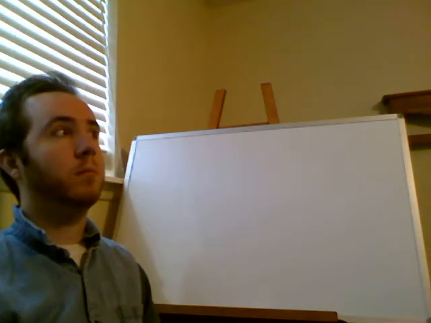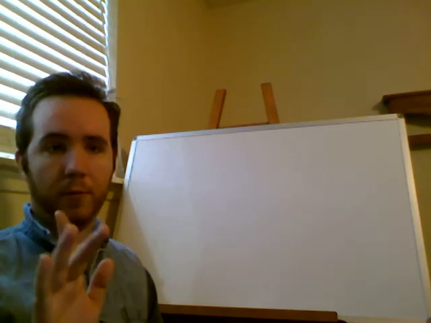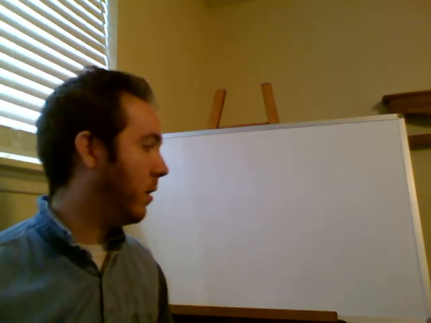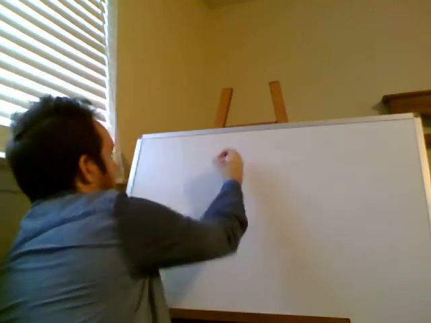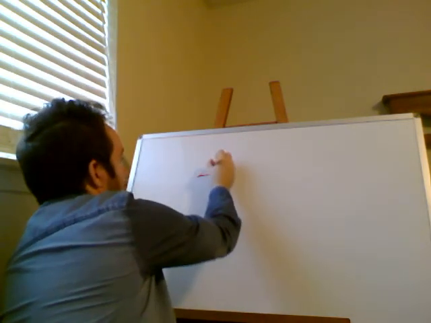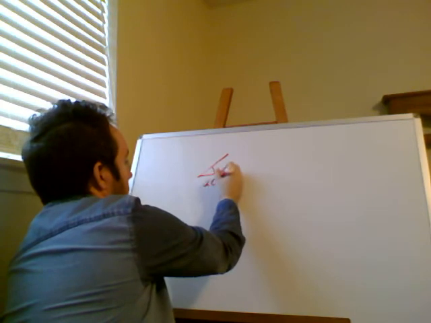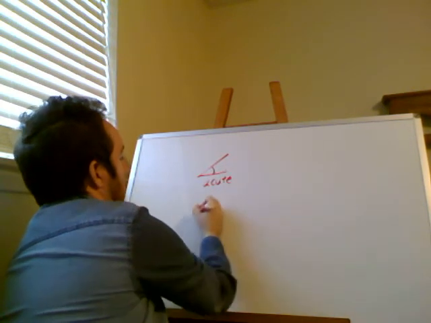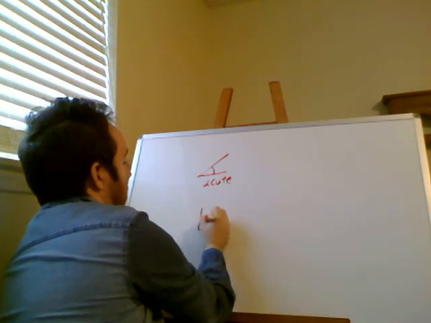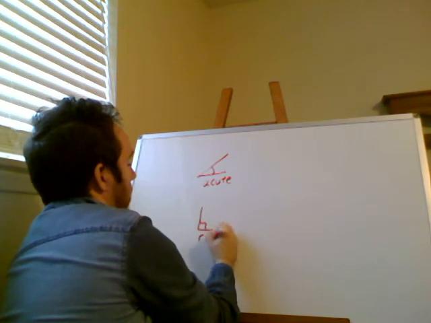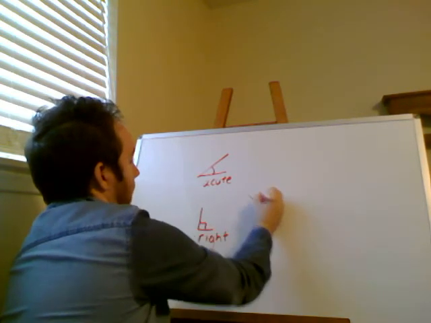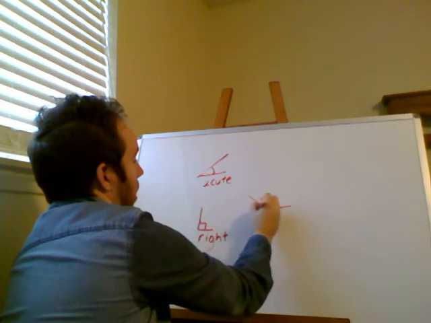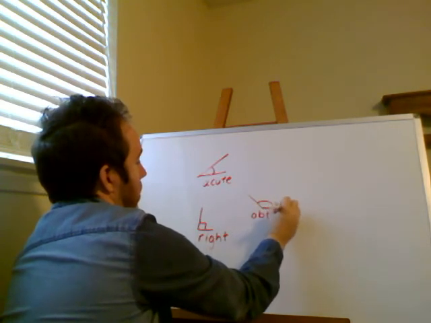So, first and foremost, before we look at the first picture, there are some basics I think we should go over in terms of angles. There are three kinds of angles you will see. We have acute, we have right, and we have obtuse. Okay?